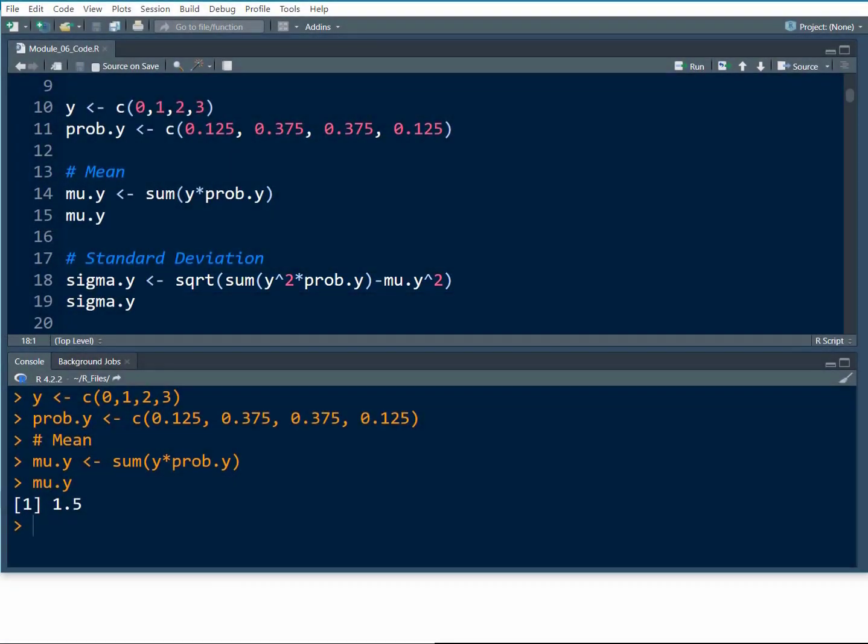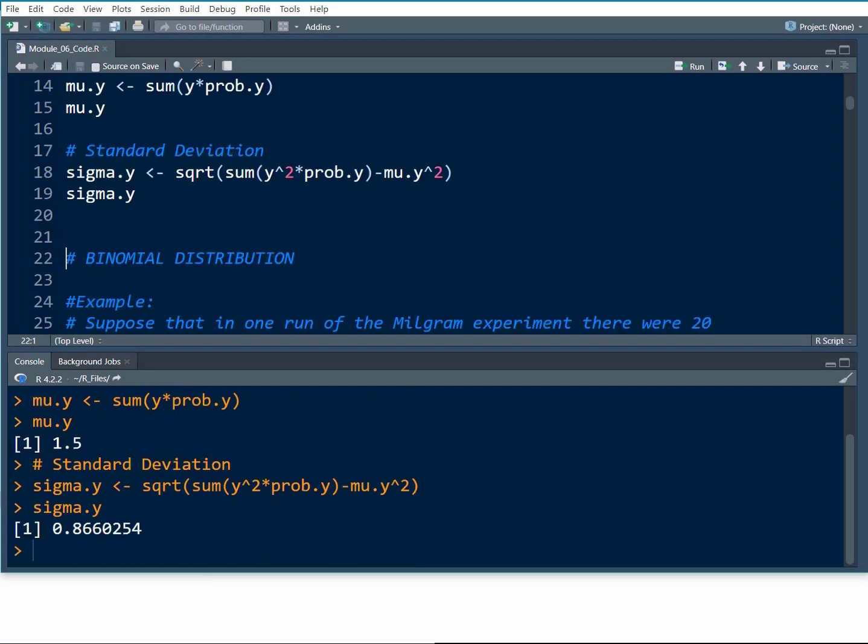We find the standard deviation sigma sub y to be approximately 0.866. We now consider binomial distributions.